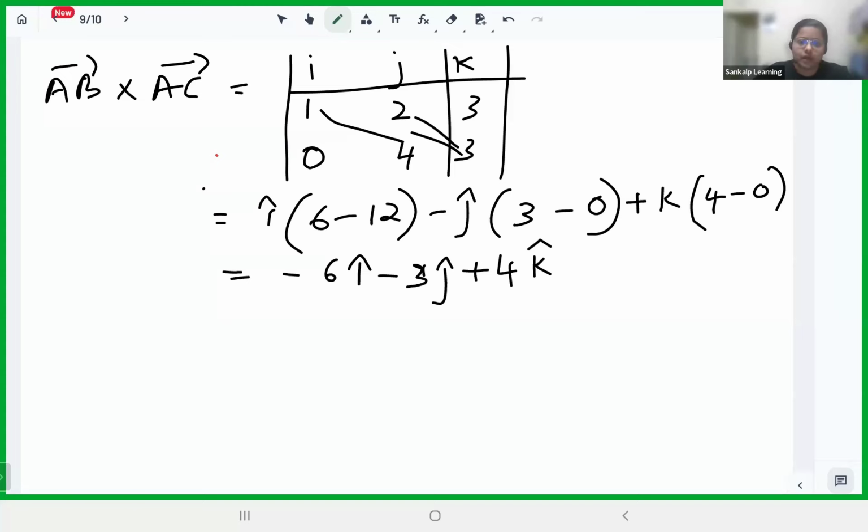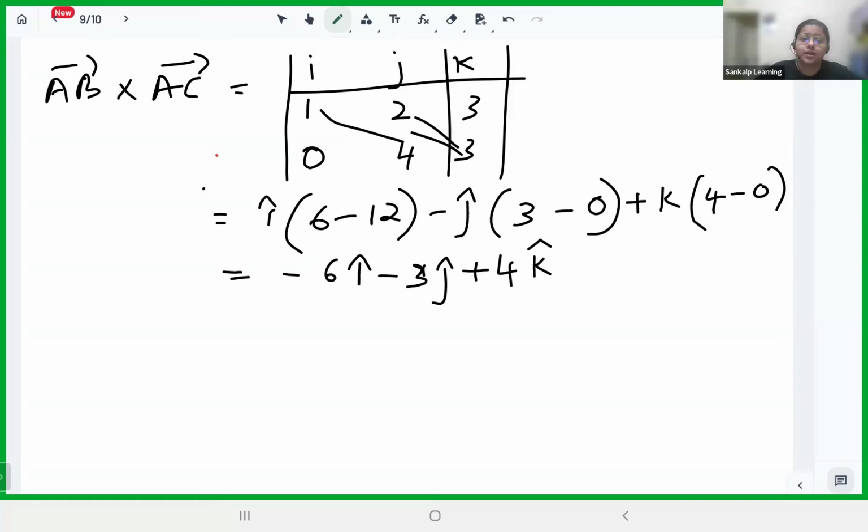I hope you know how to find the determinant of a 3 by 3 matrix. If you are taking the i component, you remove the first row and first column, then find the determinant. Then for the j component, you remove the row and column containing j, and find the determinant of the remaining minor. That's how you find the determinant of a 3 by 3 matrix. So we got minus 6i minus 3j plus 4k as vector AB cross AC.